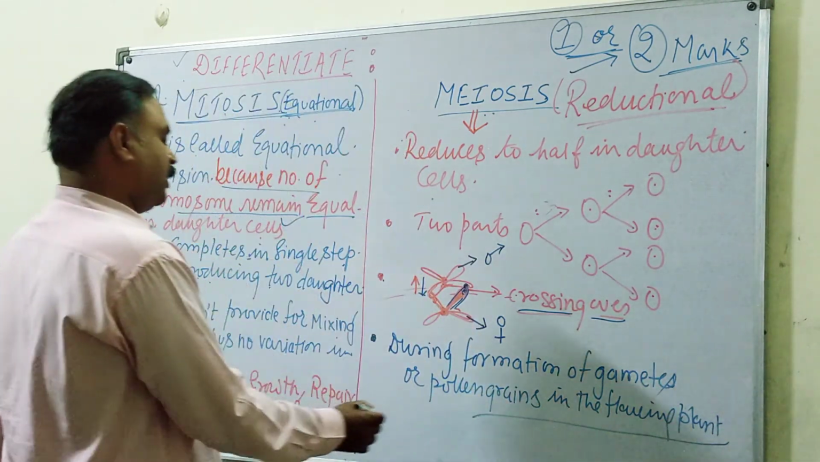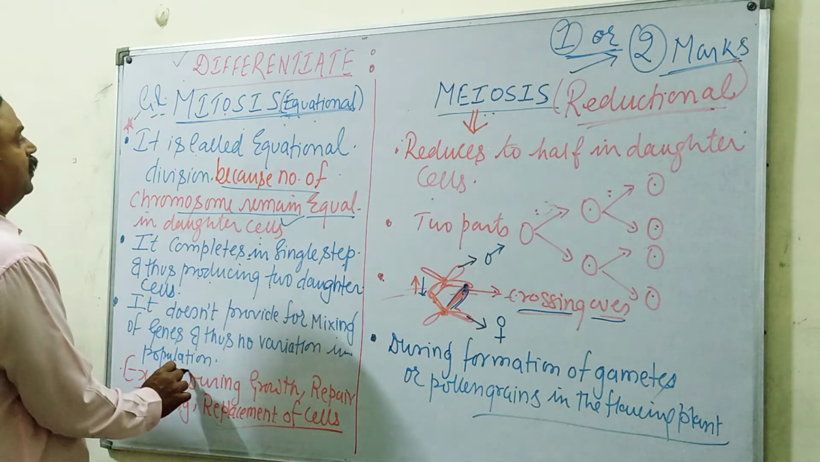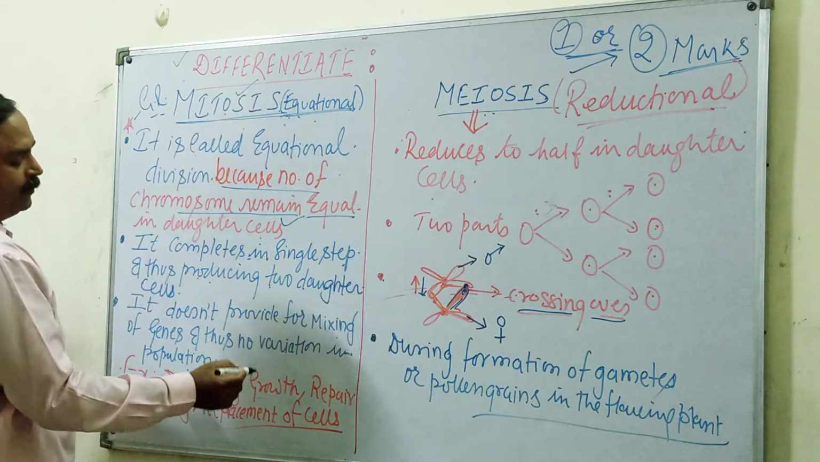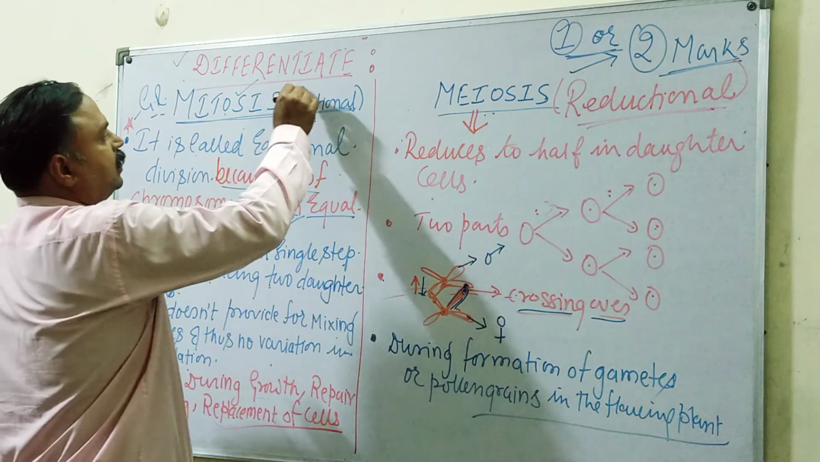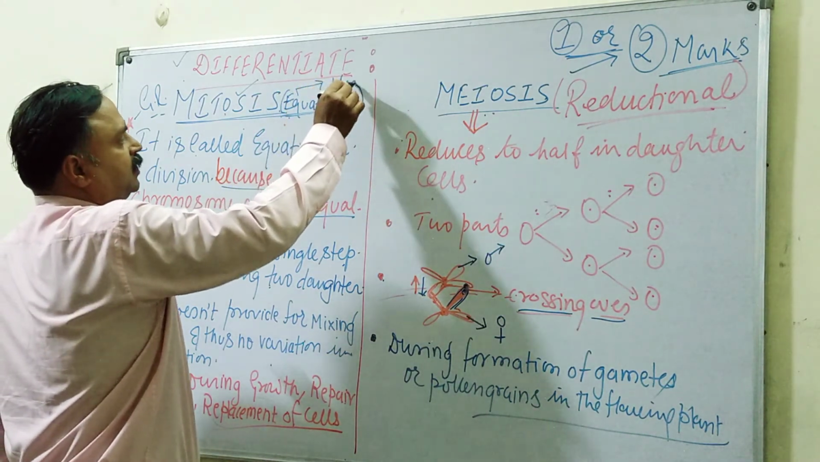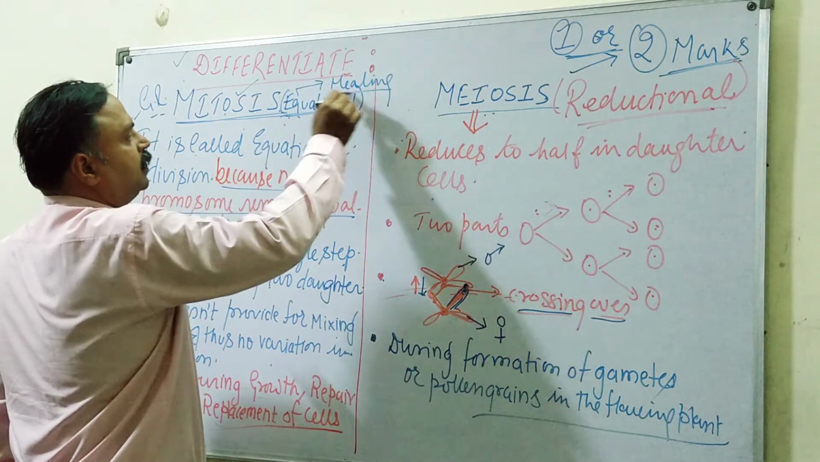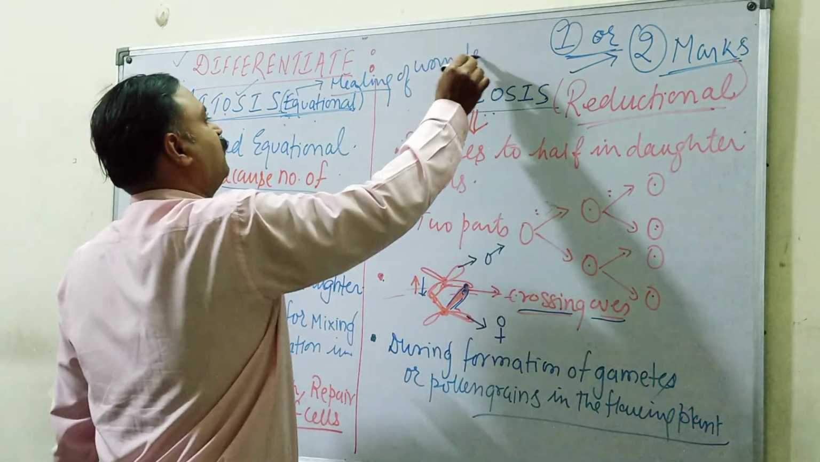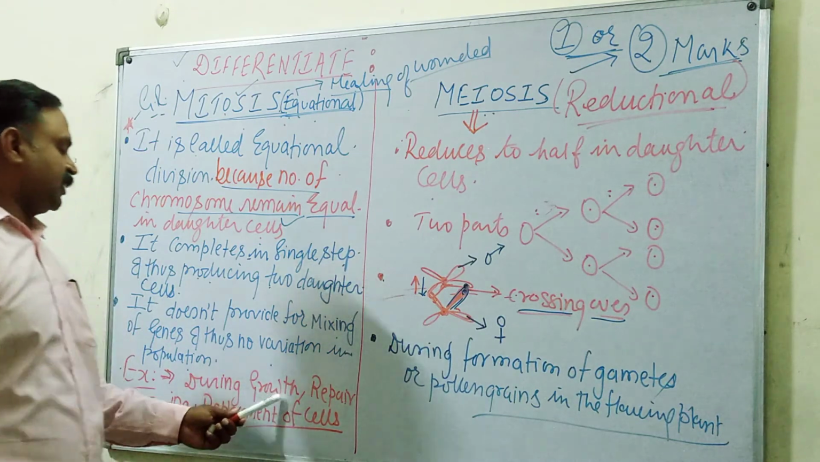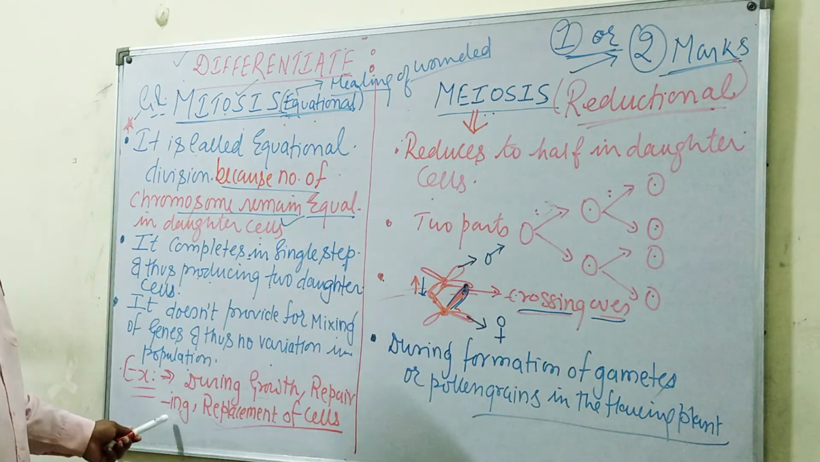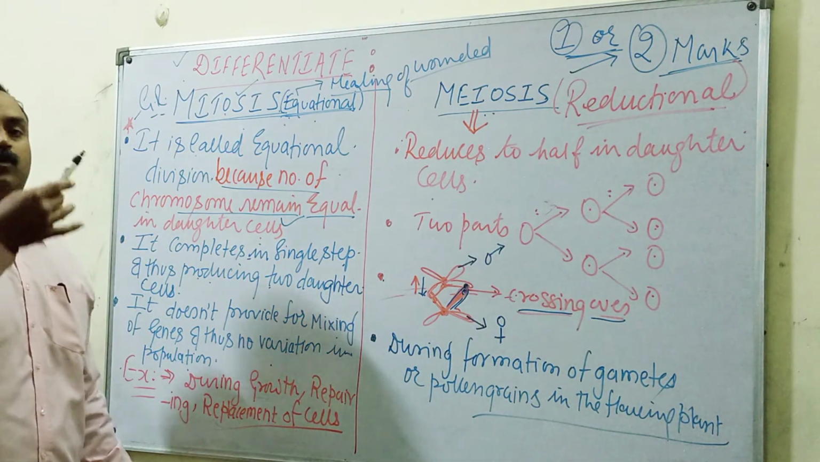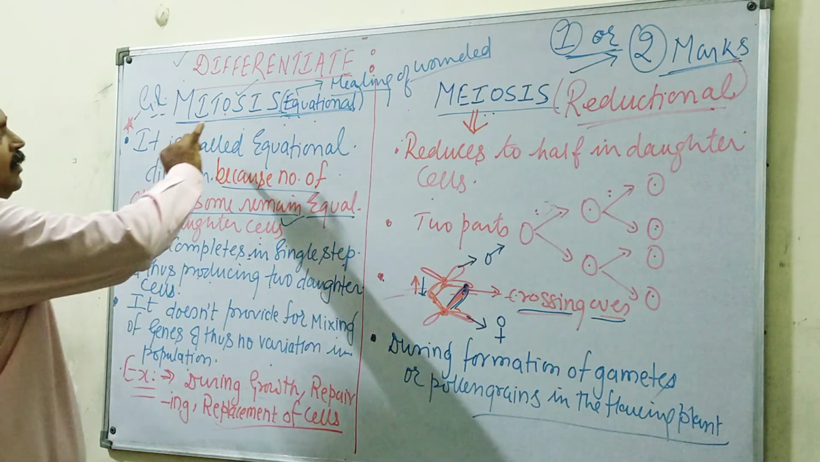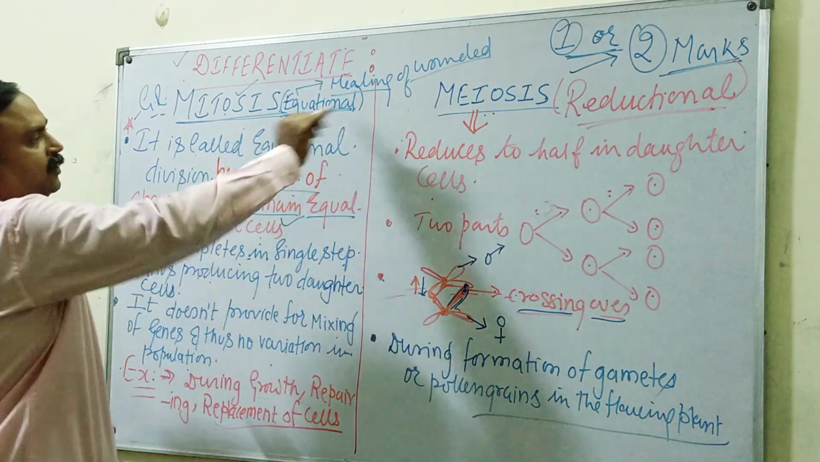One more opposite and parallel point in the occurrence, for example, of mitosis is that it plays an important role in healing of the wounded tissue, because new cells are formed here. It is responsible for the growth and repair of the old, that is healing of the wounded cells. So this is all about the difference between mitosis and meiosis.